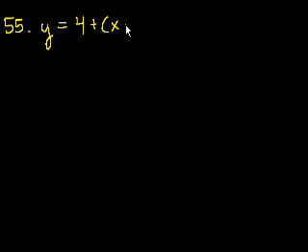We're on problem 55. If y is equal to 4 plus (x minus 3) squared, then y is lowest when x is equal to what? So think about, when will this expression be the lowest possible number?